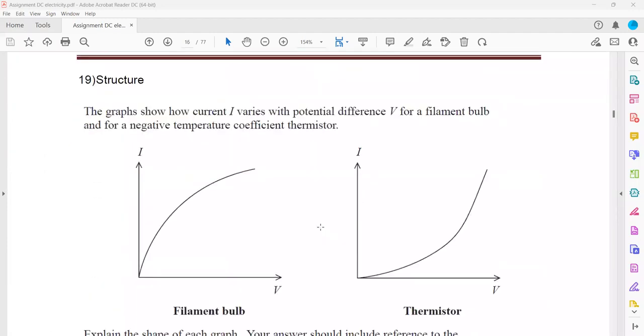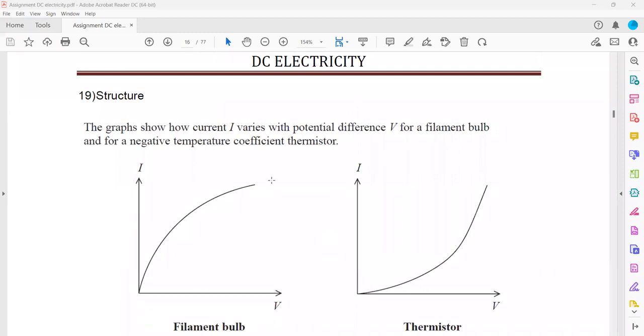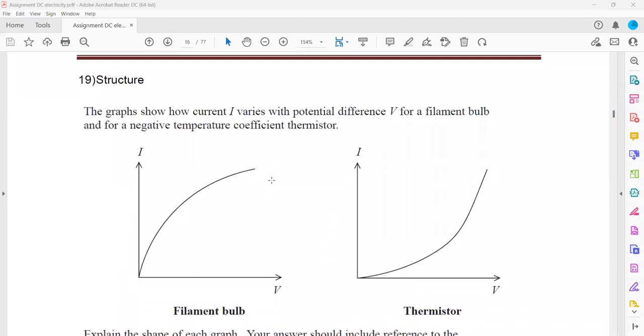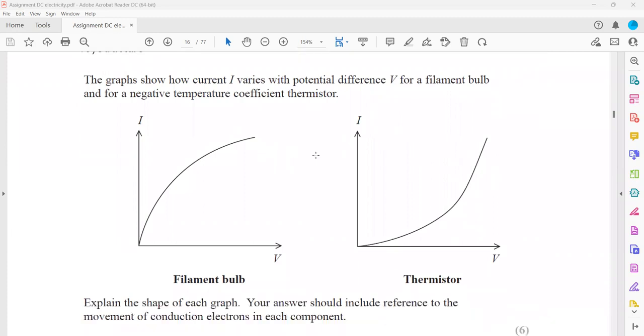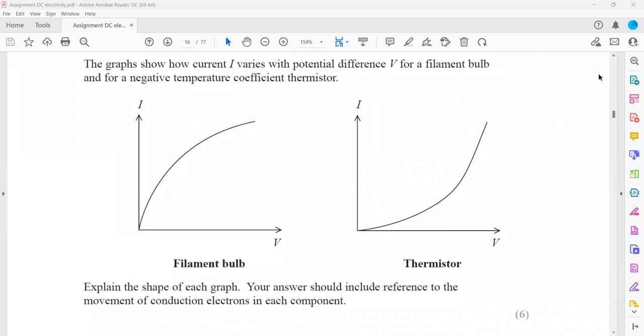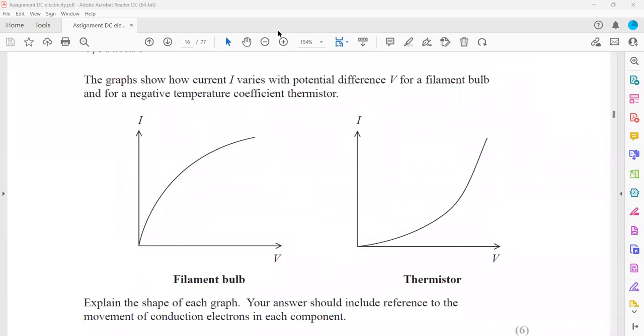Then we have another question. As you can see, the graph shows how the current varies with the potential across a filament. For a negative temperature coefficient thermistor, negative temperature coefficient refers to a component in which, if you increase the temperature, resistance decreases. But others, which follow Ohm's law, are also known as ohmic resistors.